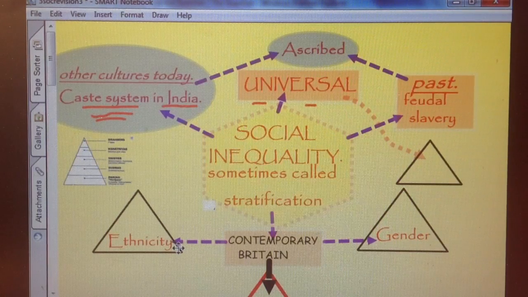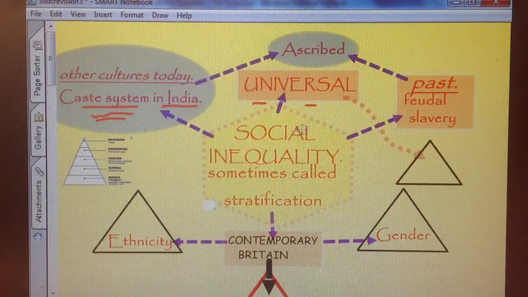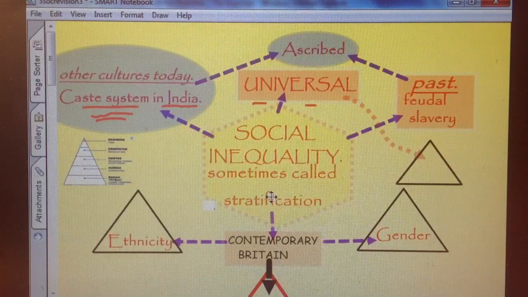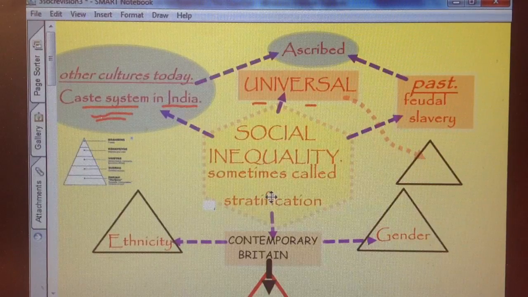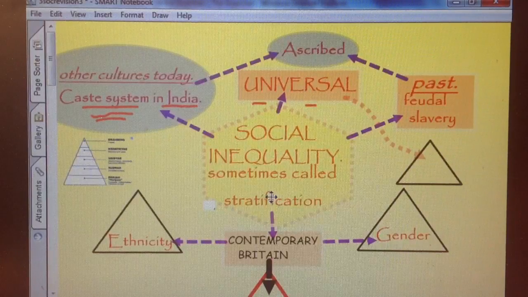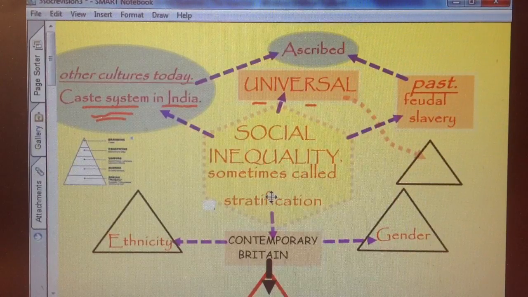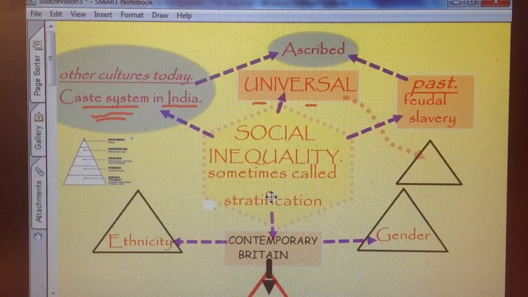Okay, so this is a revision lesson for both years 10 and 11 on social inequality, sometimes called stratification. This is a big mind map for use by anybody doing sociology, years 10 and 11, covering the very basics of social inequality for the GCSE courses.